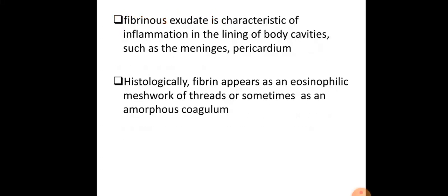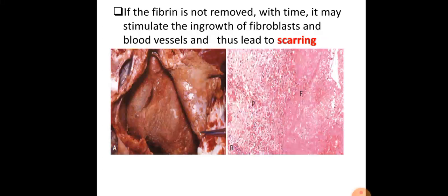The fibrinous exudate is characteristic of inflammation in the lining of body cavities, as we mentioned, like the pericardium, and in the meninges. Histologically, fibrin appears as an eosinophilic meshwork of threads or sometimes as an amorphous coagulum. So under the microscope, how can we identify the fibrin? The fibrin appears as an eosinophilic meshwork of threads or sometimes as an amorphous coagulum.